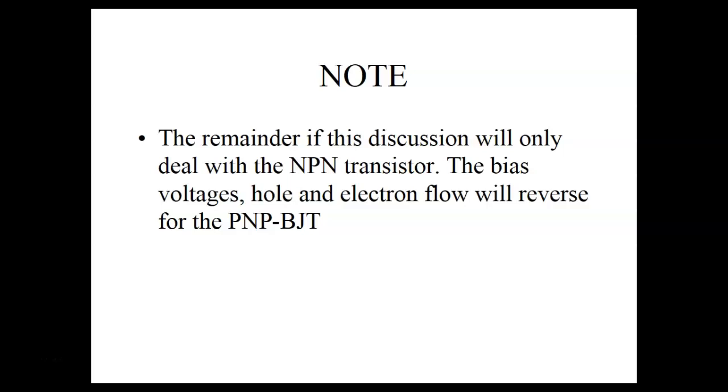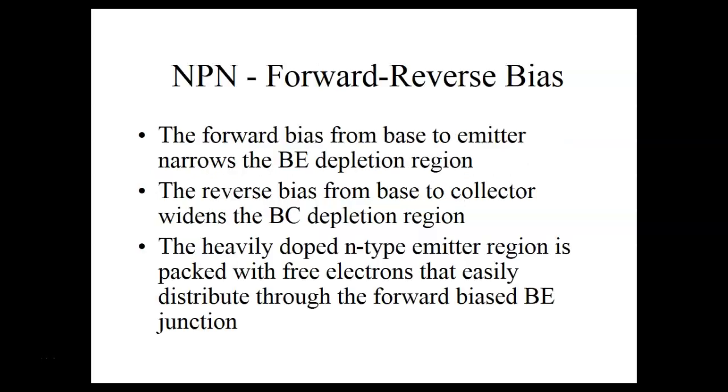The remainder of this discussion will only deal with NPN transistors. The base voltages, holes, and electron flow we reverse for PNP. So everything that we talk about on an NPN, we just reverse everything for a PNP. The forward bias from base to emitter narrows the base to emitter depletion region. The reverse bias from the base to collector widens the base to collector depletion region. The heavily doped N emitter region is packed with free electrons that easily diffuse to the forward biased base to emitter junction.